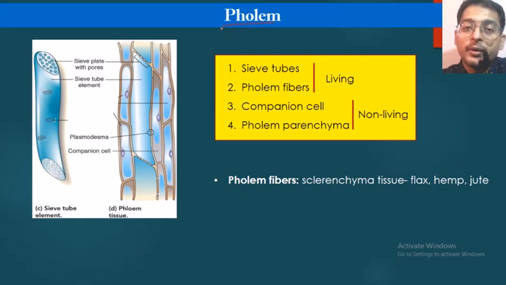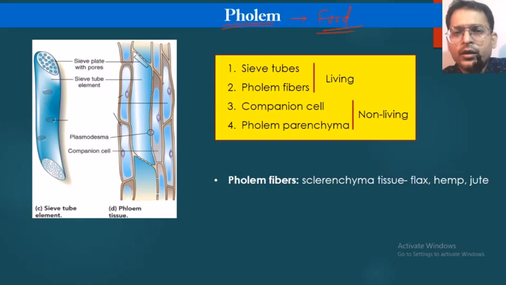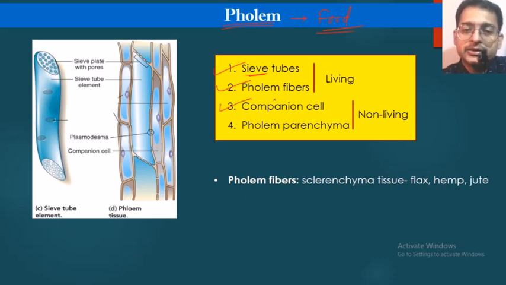Phloem, food. Easy to remember. Both are starting with the fo sound. Food, phloem. So its function is in the transport of food. So when you look at the different components of the phloem, what are the components? Sieve tubes, phloem fibers, companion cells, and phloem parenchyma. Let us see one by one.